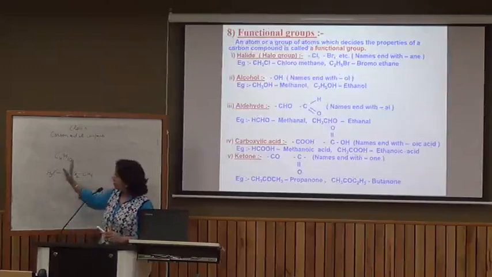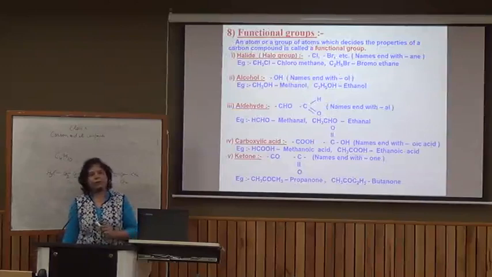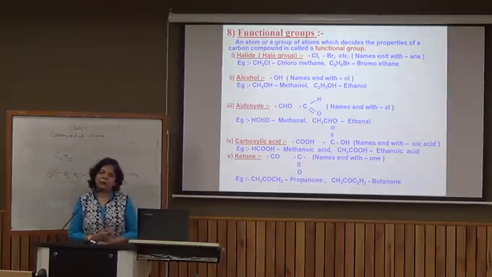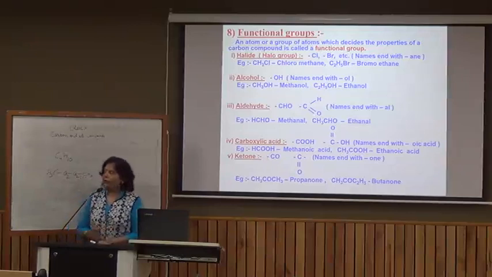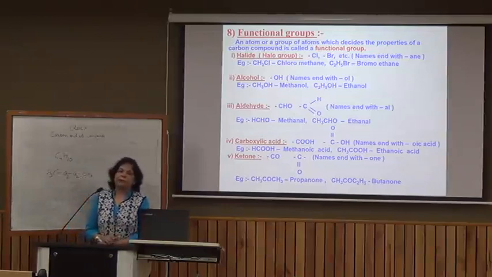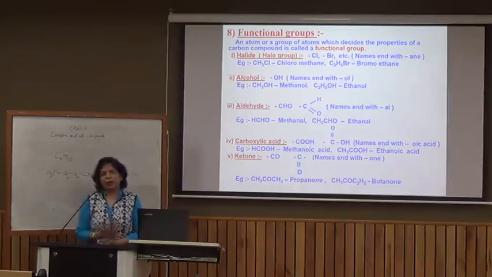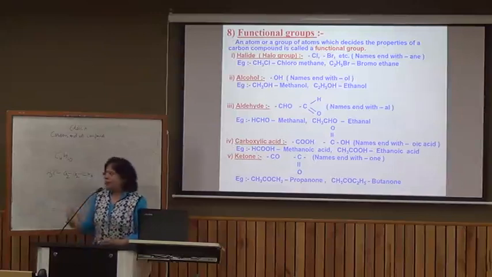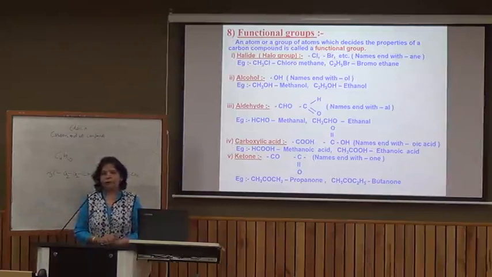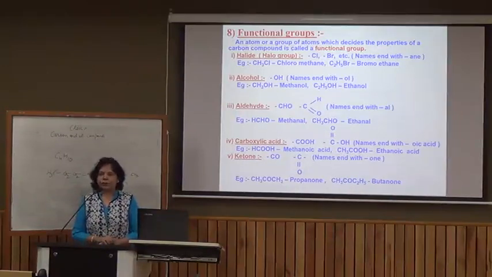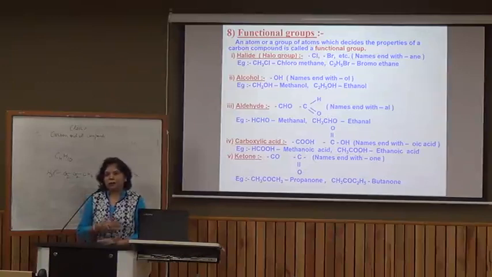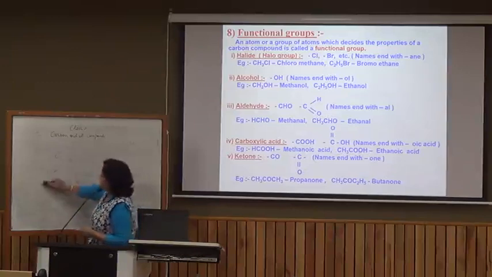This was all about the hydrocarbons, which were compounds of carbon and hydrogen only, but carbon combines with atoms of other elements also. When any other atom like oxygen, nitrogen, chlorine, bromine, halogens, combine with a carbon compound, they impart special properties to that compound irrespective of the number of carbon atoms. Such atoms or groups of atoms we call the functional group. So let us study the functional groups.